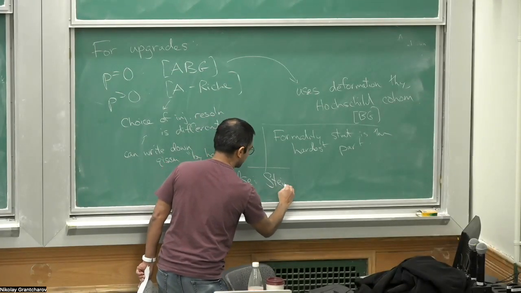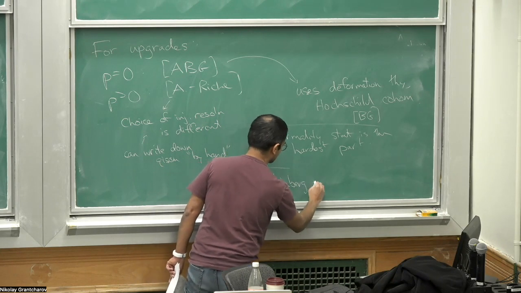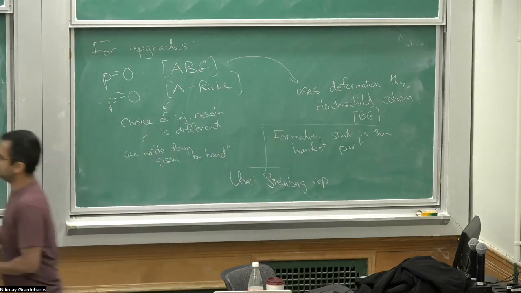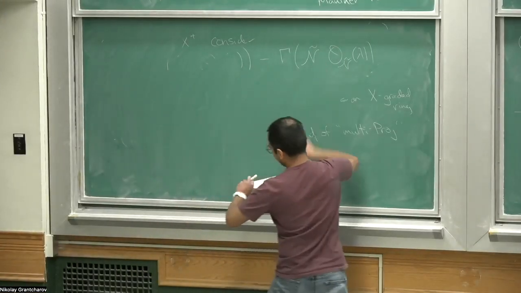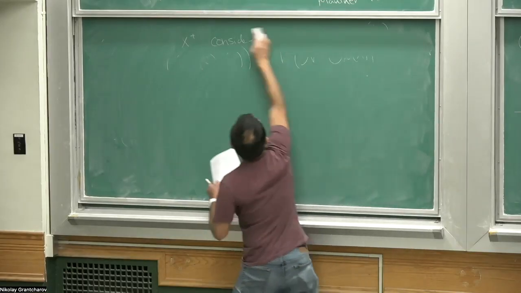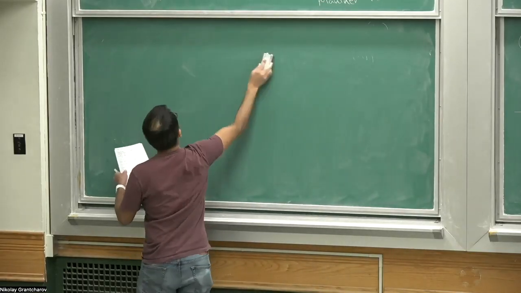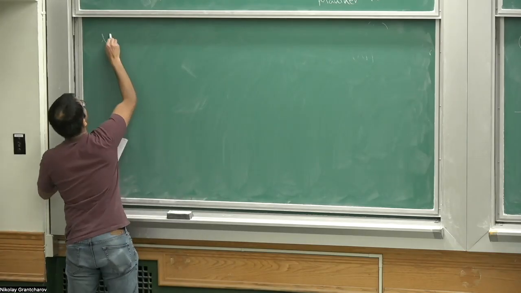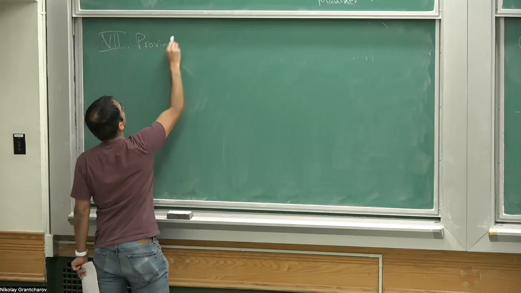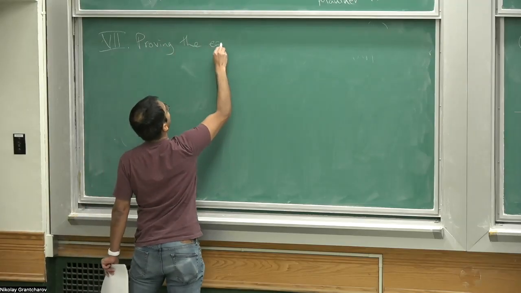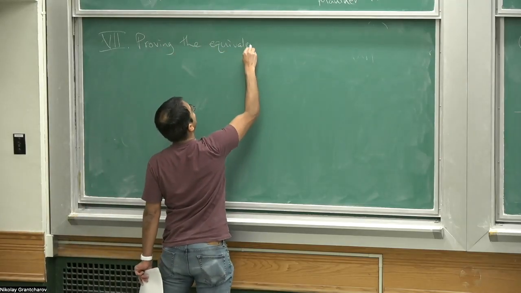They use this thing called the Steinberg representation. Okay, so here's the last part of the talk. Part 7: proving the equivalences.